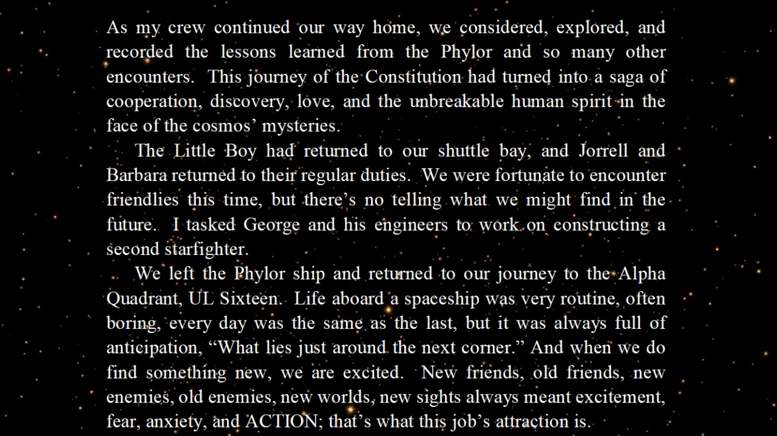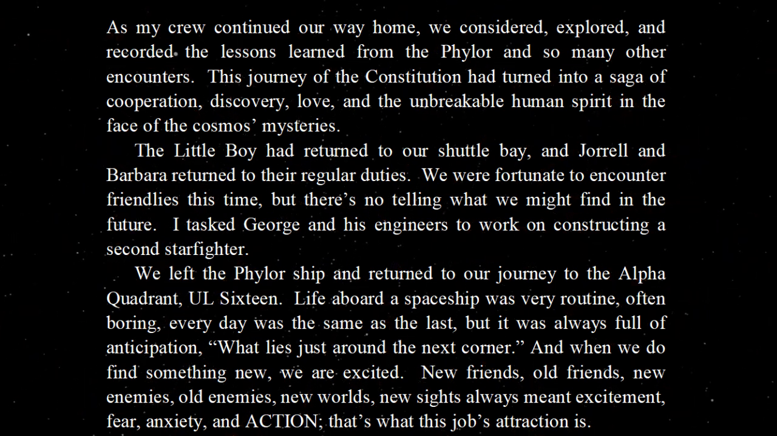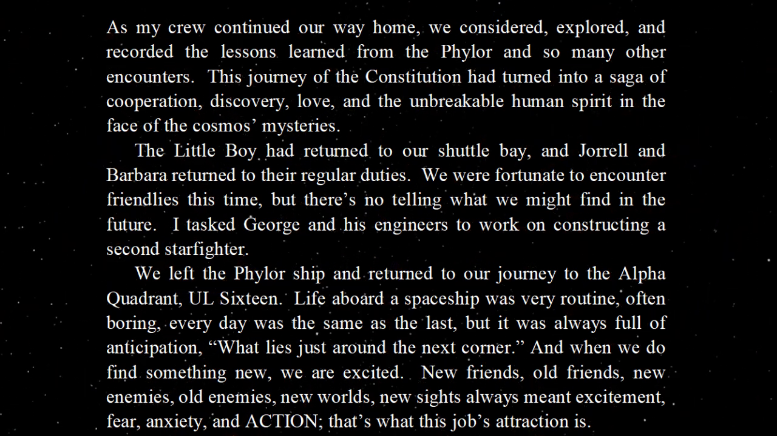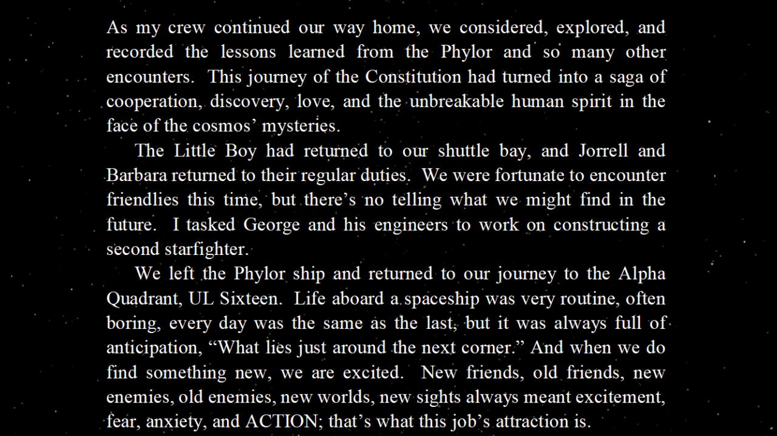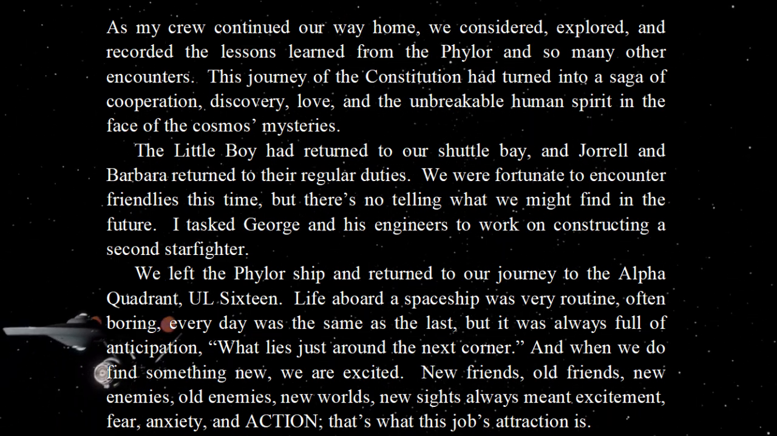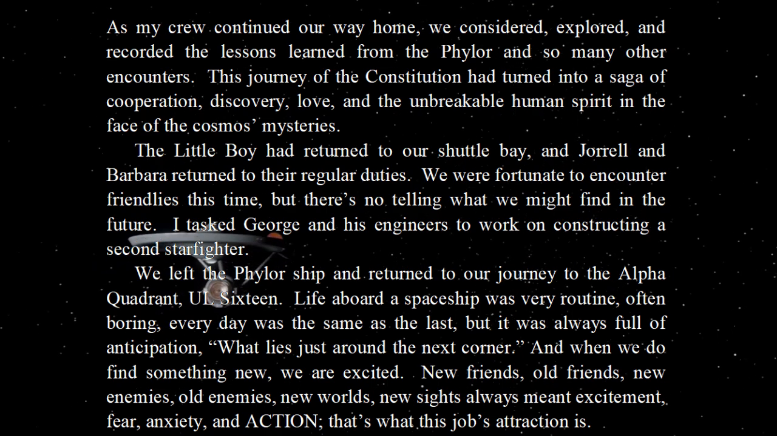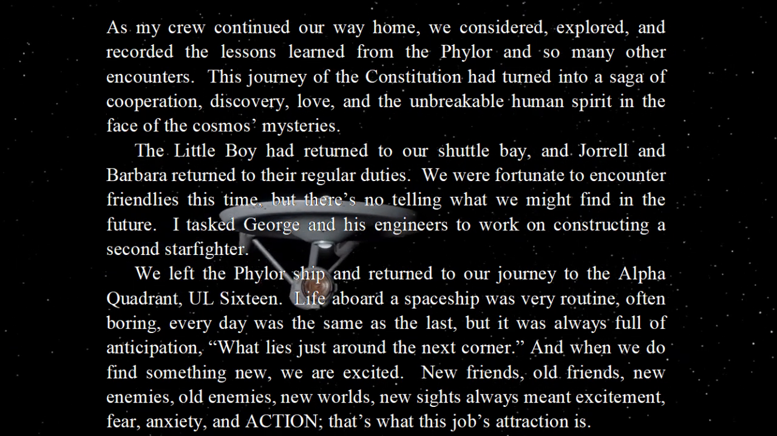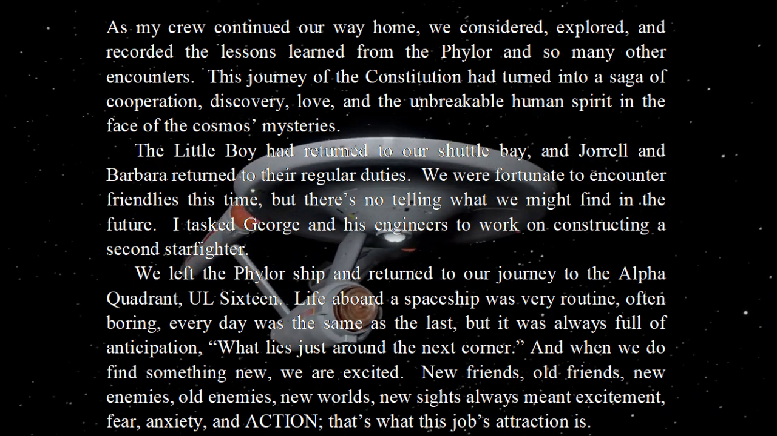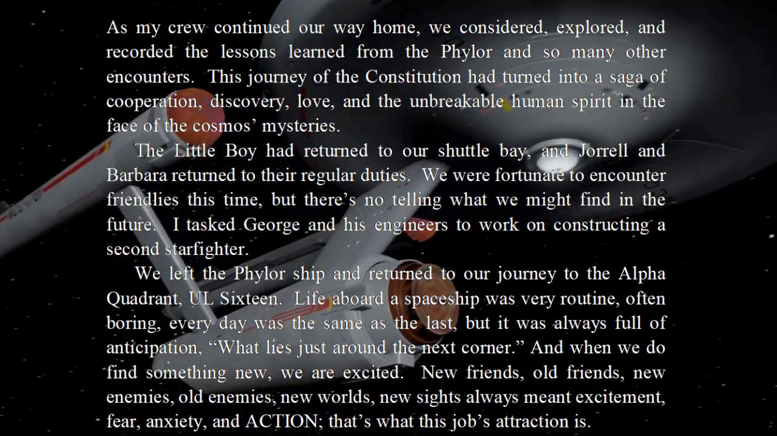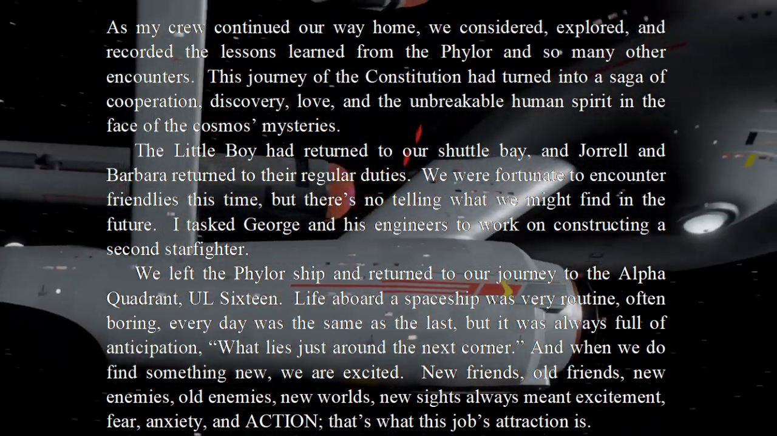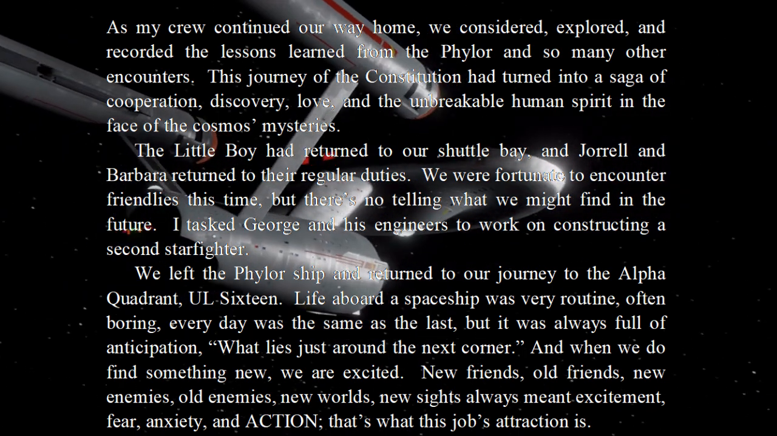I tasked George and his engineers to work on constructing a second starfighter. We left the Filer ship and returned to our journey to the Alpha Quadrant, UL-16. Life aboard a spaceship was very routine, often boring. Every day was the same as the last, but it was always full of anticipation of what lies just around the next corner. And when we do find something new, we are excited.